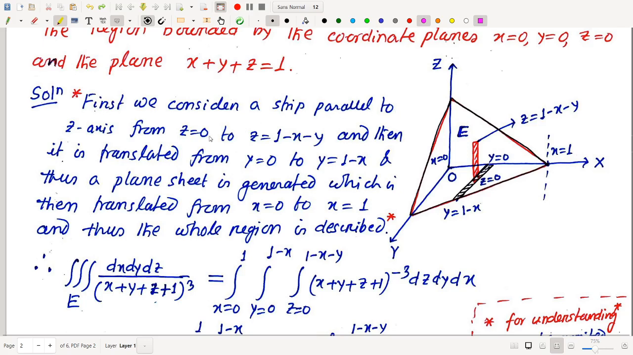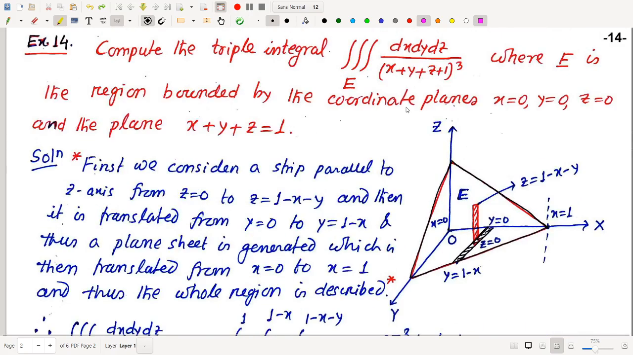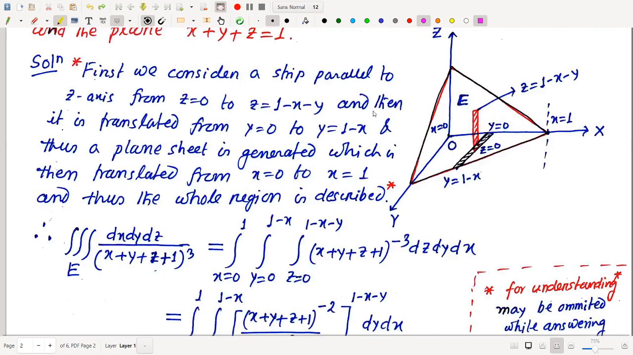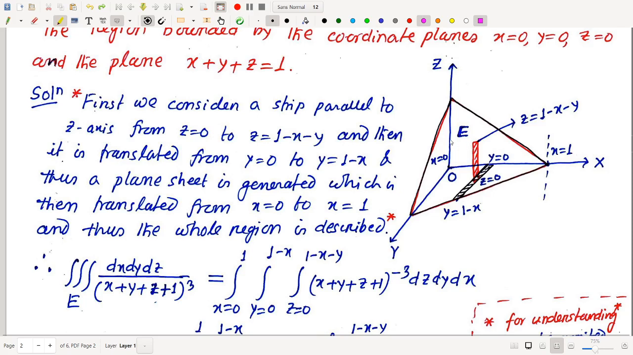So how to integrate this function over this region? We have to see the limits of x, y, z first. This is the region, three coordinate planes and the oblique plane. The shape is like a pyramid. It is called a tetrahedron. Pyramid type region, tetrahedron.